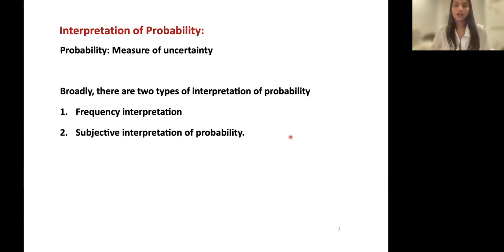Basically, when we talk about the interpretations of probability, there are two types of interpretations. One interpretation can be based on the frequency of a particular event to occur. And another type of interpretation can be the subjective interpretation. So what do these terms mean? Let's look at that now.